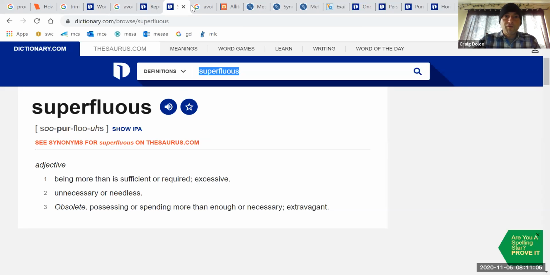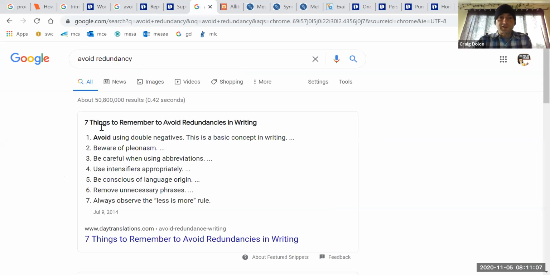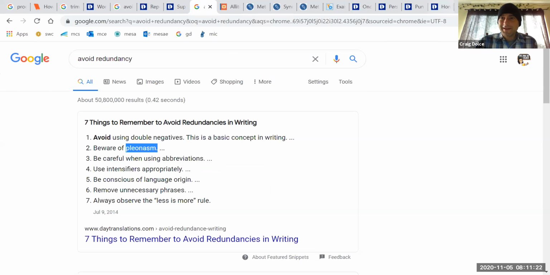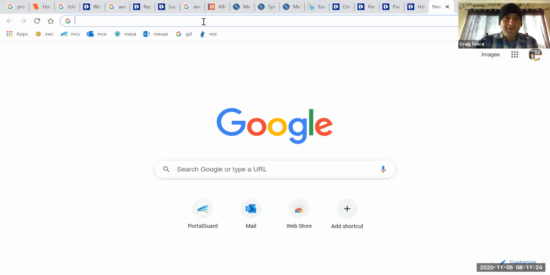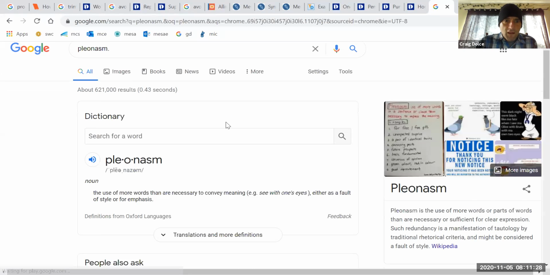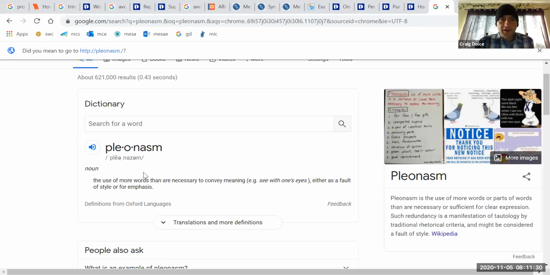So how can we avoid redundancy? Avoid using double negatives, unless you're Shakespeare, of course, right? Beware of pleonasms. Well, guess what we're going to have to look up now too, right? Live learning, people. That's what we're doing here. What are pleonasms? The use of more words than are necessary to convey meaning, right?